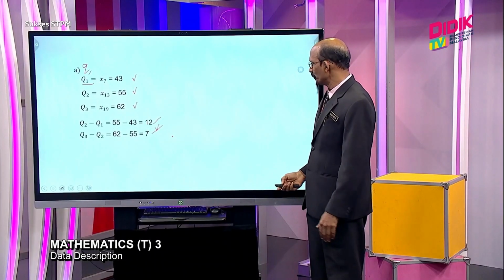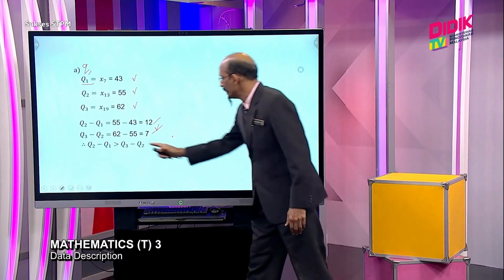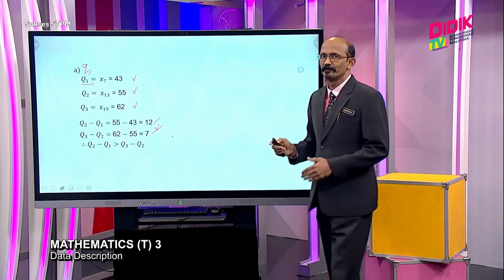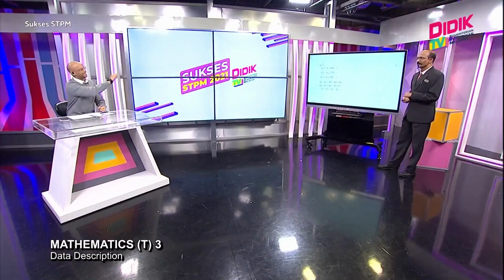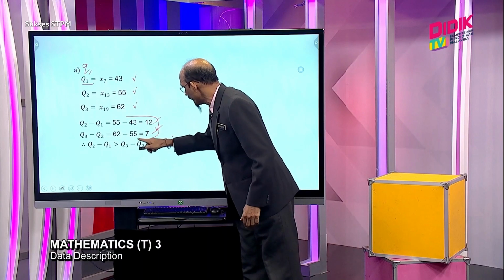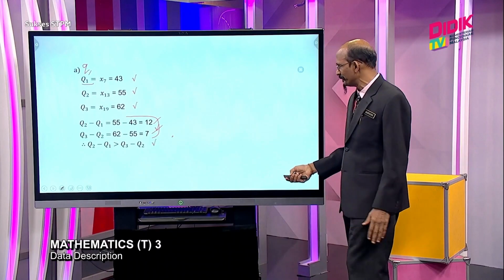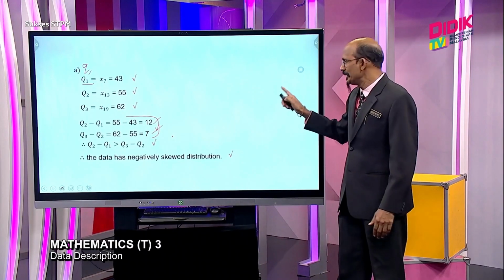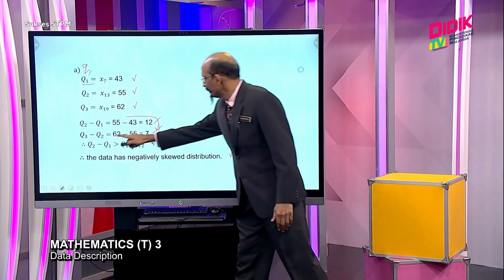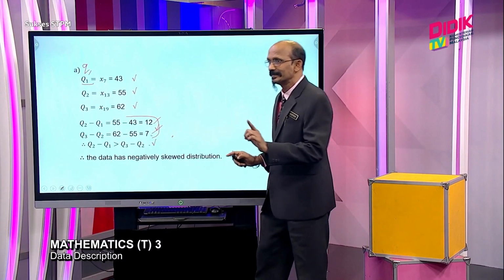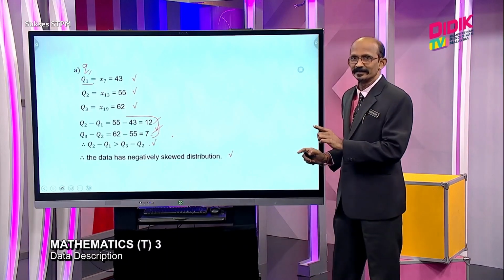You do comparison that Q2 minus Q1 is greater than Q3 minus Q2. But what happens if you don't write this line in particular? Let's say you never do comparison, and you go straight for your answer. Your answer will be negatively skewed distribution. If the student never writes this and only does these two, then marks will be deducted.